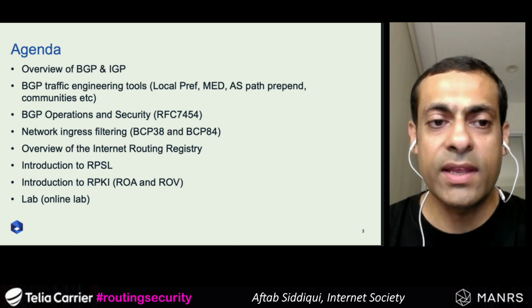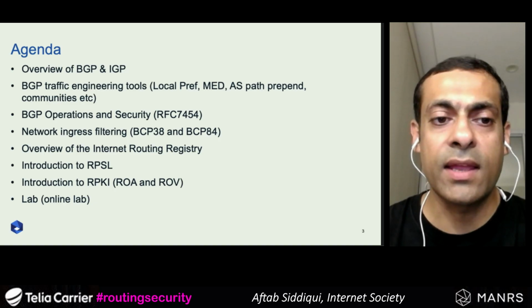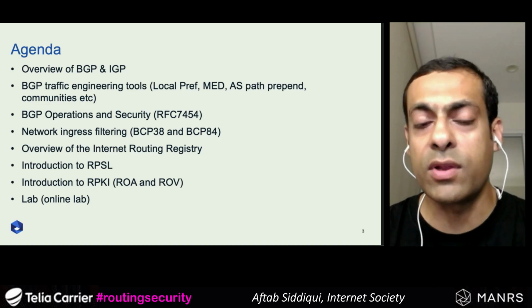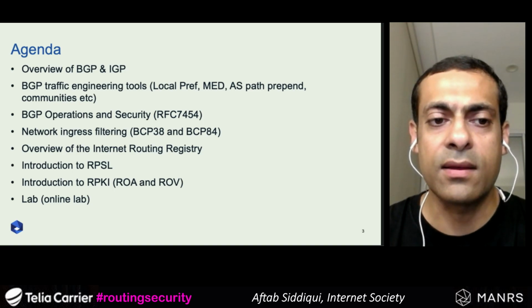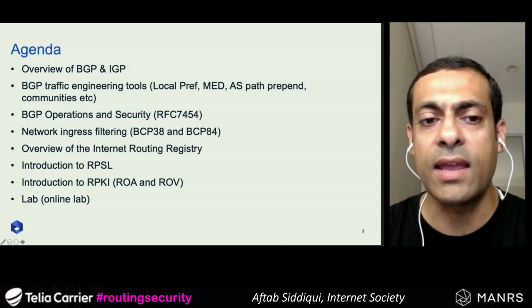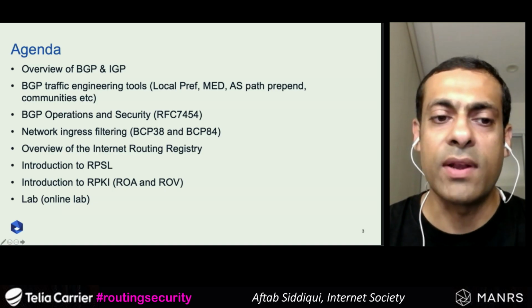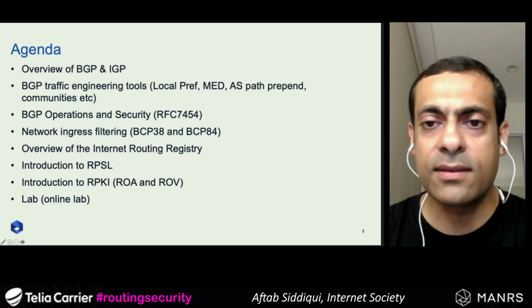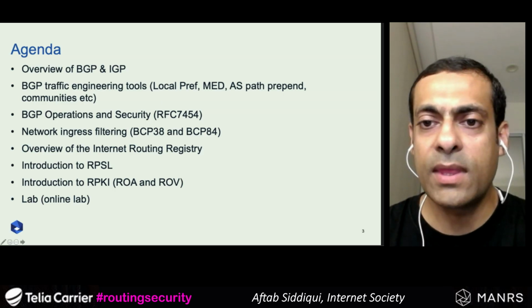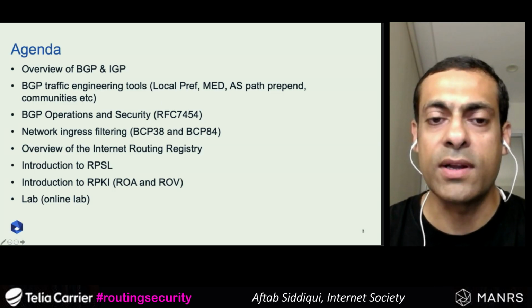BGP operational security, network risk filtering, and an overview of the Internet Routing Registry. And of course, a little bit of introduction to RPSL and an introduction of RPKI, which is ROA and ROA validation. And then we will give you a hint of the lab, which you can access from your own home or office where you want to access and practice whatever we are going to discuss here.